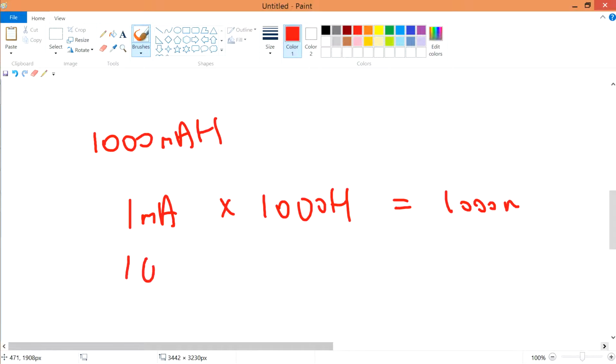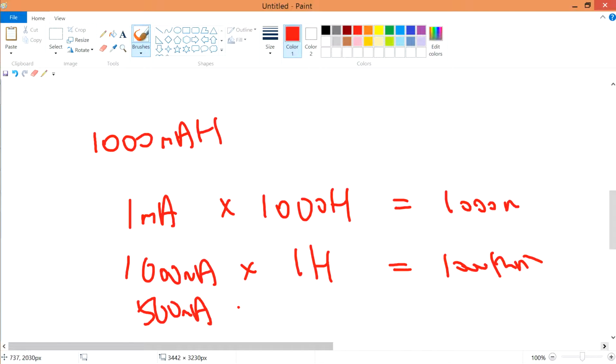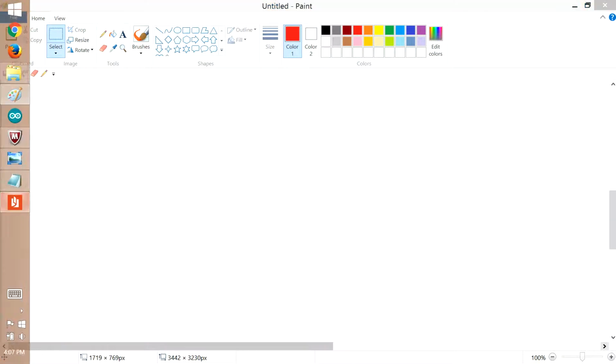Nonetheless, you can also use 1000 milliampere for 1 hour to finish this cell. Alright, so you can also use 500 milliampere times 2 hours. So we can use 500 milliamperes for 2 hours using this particular 1000 milliampere hour battery. Okay, things like that. Alright, so it's just milliampere times hour, that's all. Okay, so this is just the simple calculation for this system.